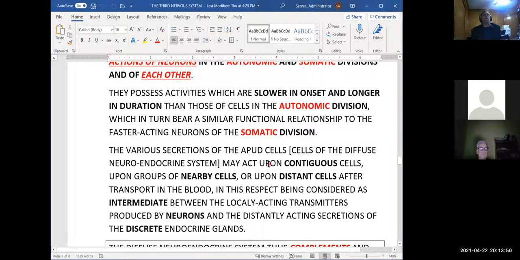The various secretions of the APUD cells of the diffuse neuroendocrine system may act upon contiguous cells, upon groups of nearby cells, or upon distant cells after transport in the blood. In this respect, they are considered as intermediate between the locally acting transmitters produced by neurons and the distantly acting secretions of the discrete endocrine glands. So they have local acting and distant acting.